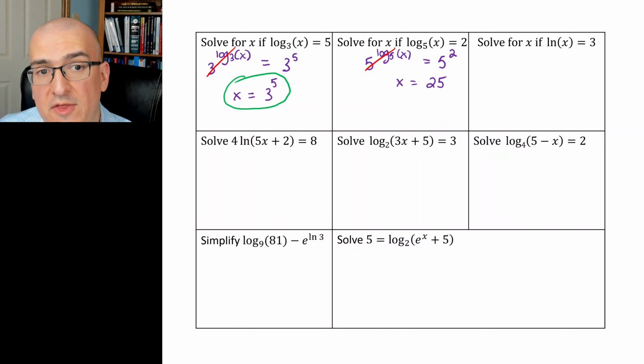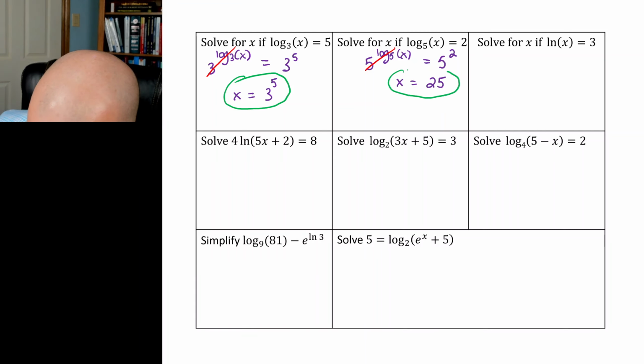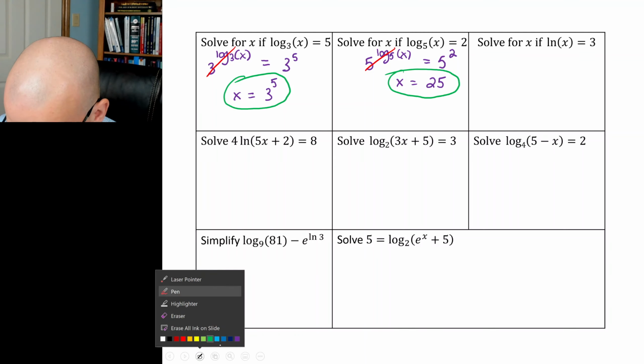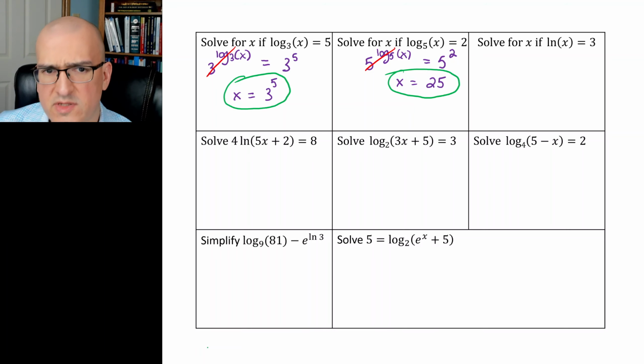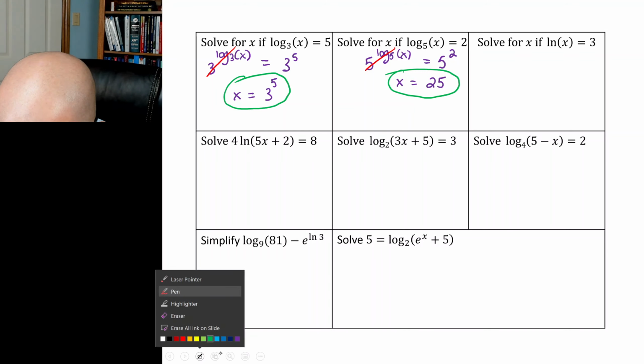Notice I didn't simplify 3 to the 5, but I did simplify 5 to the 2. That's just whether or not I know it. I don't know what 3 to the 5 is. I'd have to do 3 to the 4, 81, and multiply that manually by 3. And I don't want to. 243.